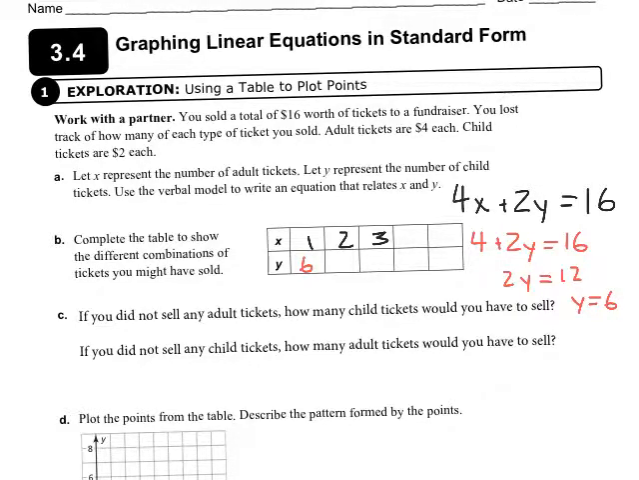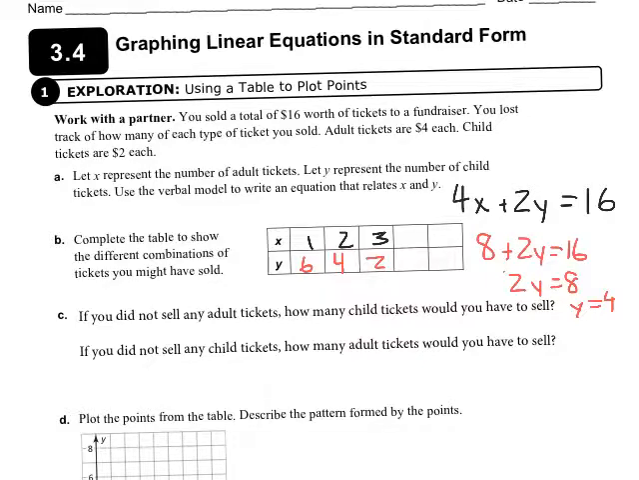If I do the same thing for 2, if I plug a 2 in for X, that would be 8 plus 2Y equals 16. I would subtract 8 from both sides, so I'd get 2Y equals 8, and then Y equals 4. So if there were 2 adult tickets, I would have to sell 4 children's tickets. And then if I plug 3 in, that would be 2 children's tickets, and so on and so forth.